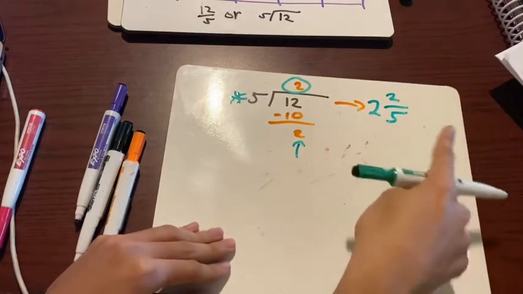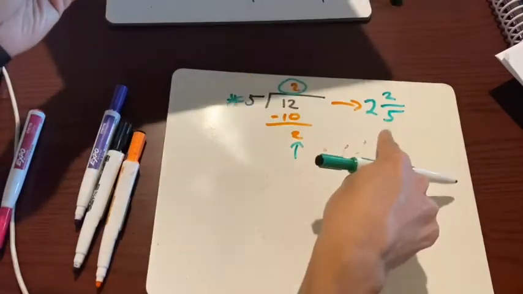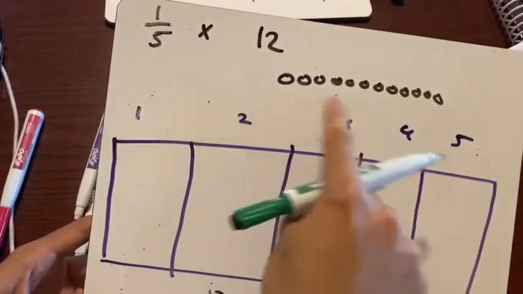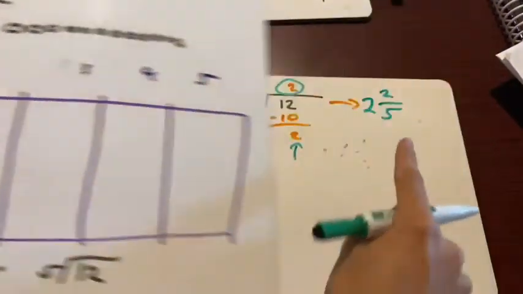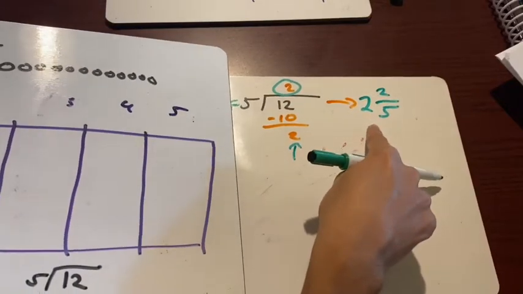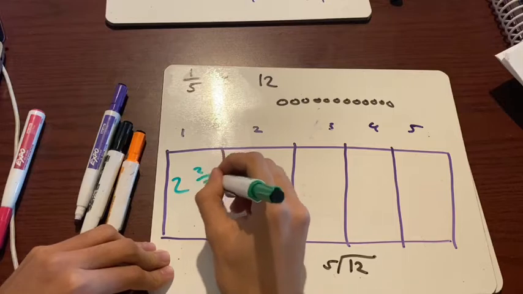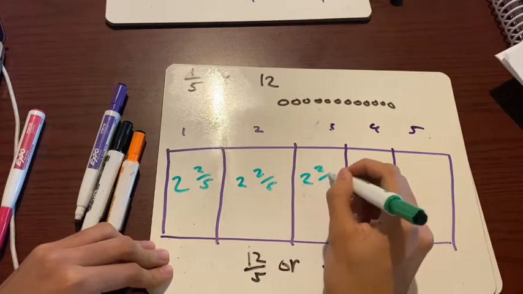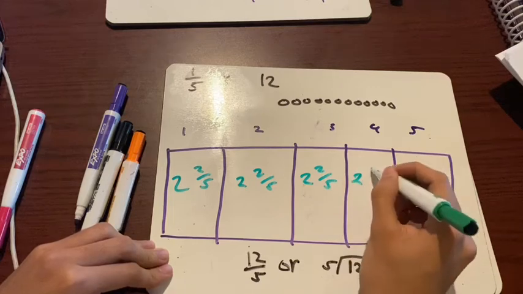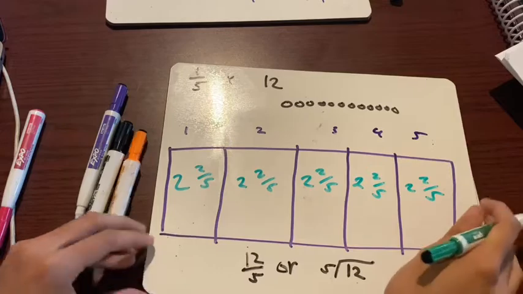But remember, this is not our answer yet. That just means that each person, if you're to split 12 pieces of candy to your 5 friends, they'll each get this many: 2 wholes and 2 over 5, 2 wholes and 2 over 5, all right?